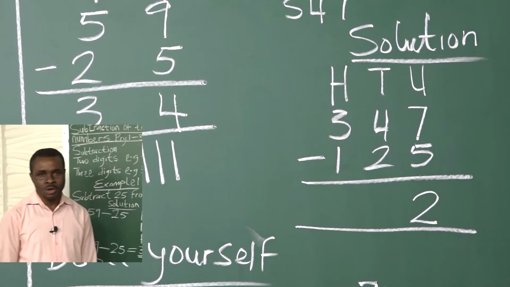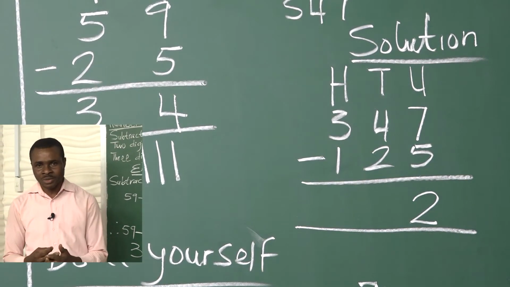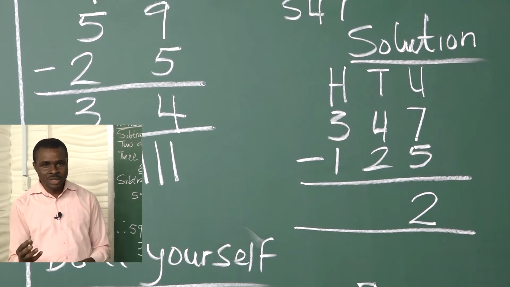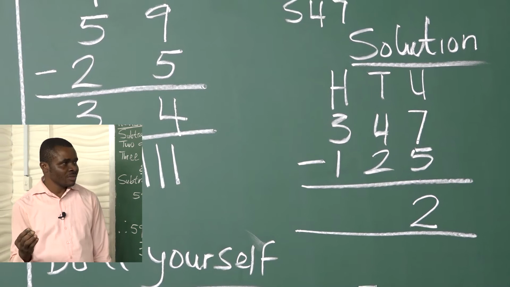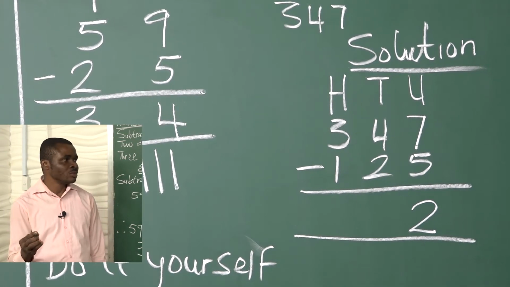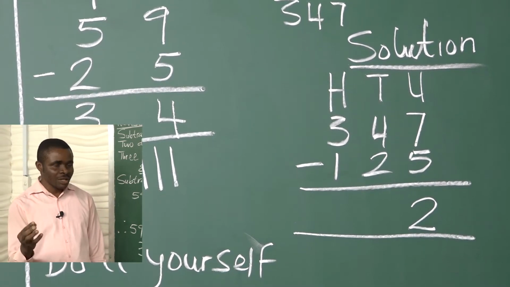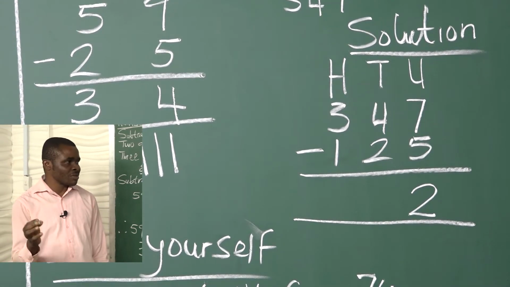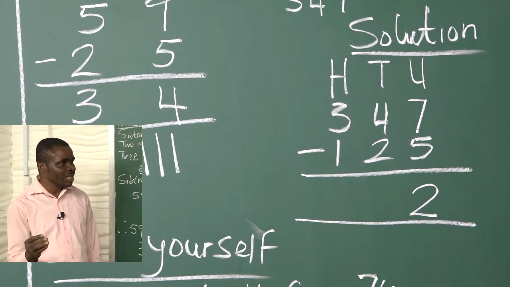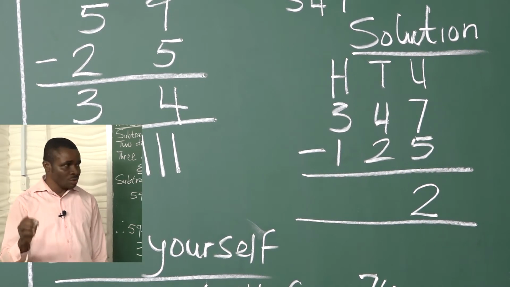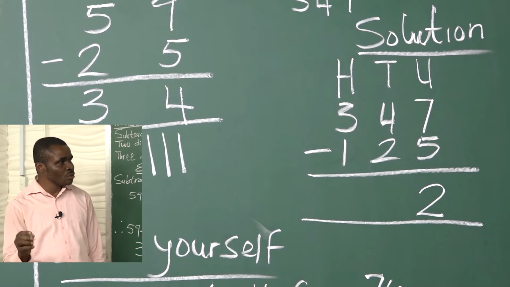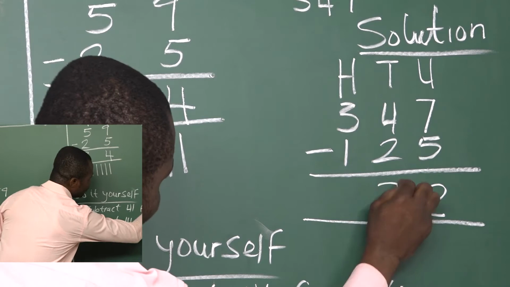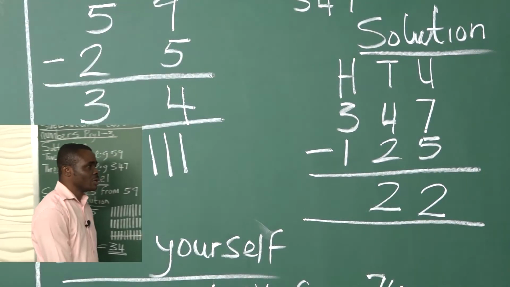In the tens column, you have 4 and 2, which means you should count 4 strokes: 1, 2, 3, and 4. After that, take away 2. You count again, 1, 2, and strike it off. After the 2 that you have struck off, count the ones that are remaining. You should have 2 again. So under the tens column, we have 2 as our result again.